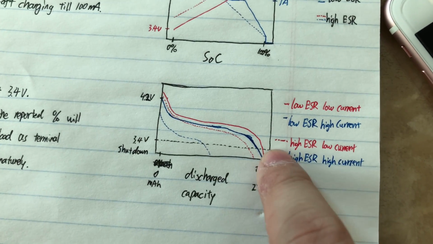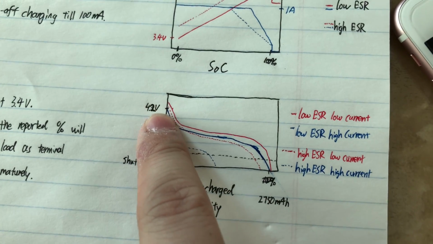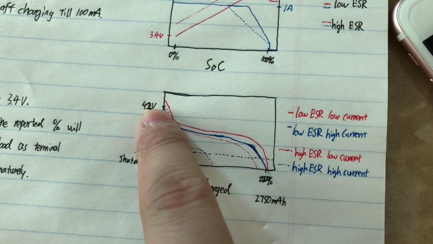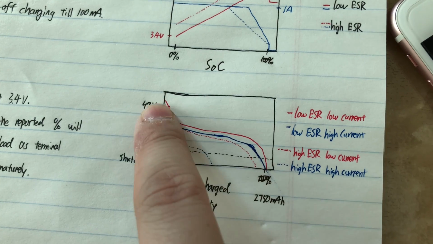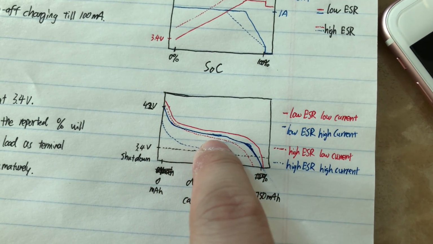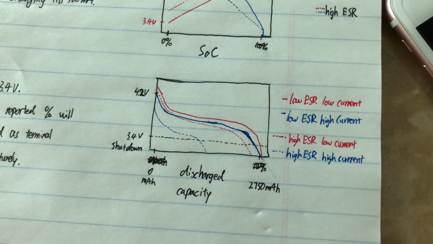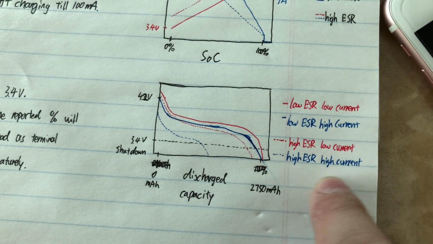And then for the dotted lines, high ESR, low current, the red dotted line. You'll see not too big of a difference when compared to the low ESR, low current. We'll see that the voltage will drop down a little bit, but then you still get quite a lot of usage. What really is the problem is high ESR, high current.